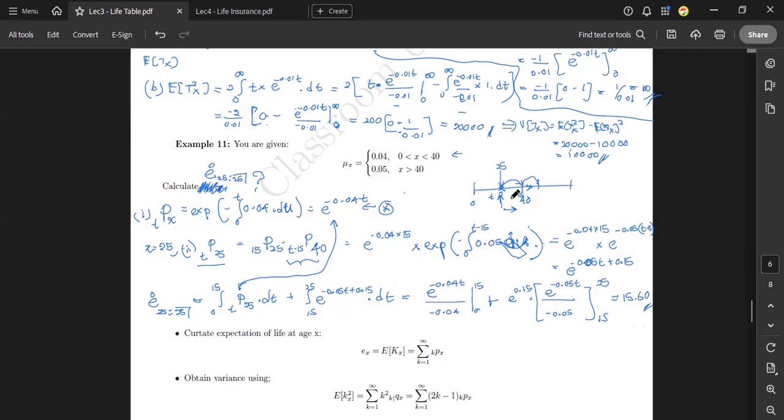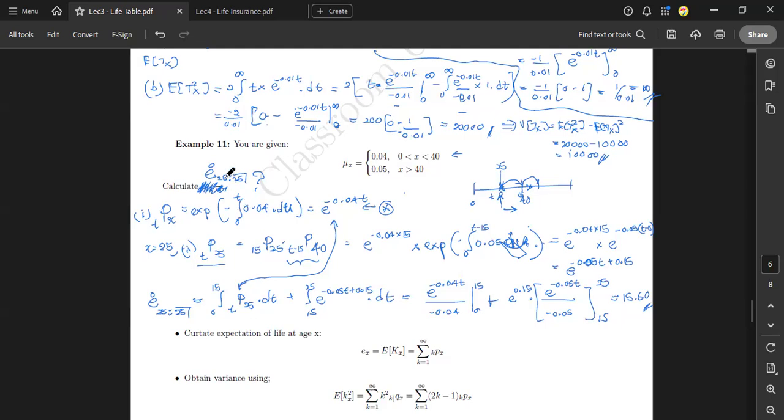So in this question, you could see we have two regions in the age line because it's given in x. From a newborn infant to a person who is at age 40, they have 0.04 force of mortality, and those who are older than 40 years have 0.05 force of mortality.